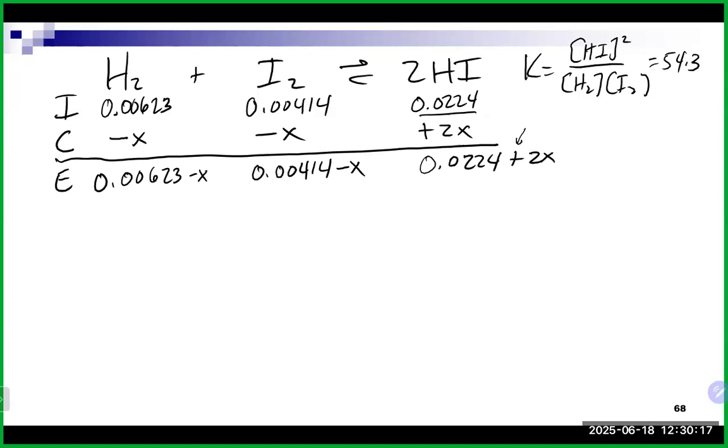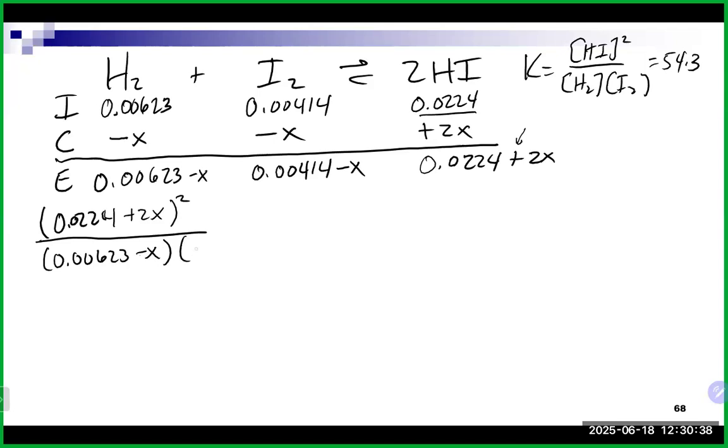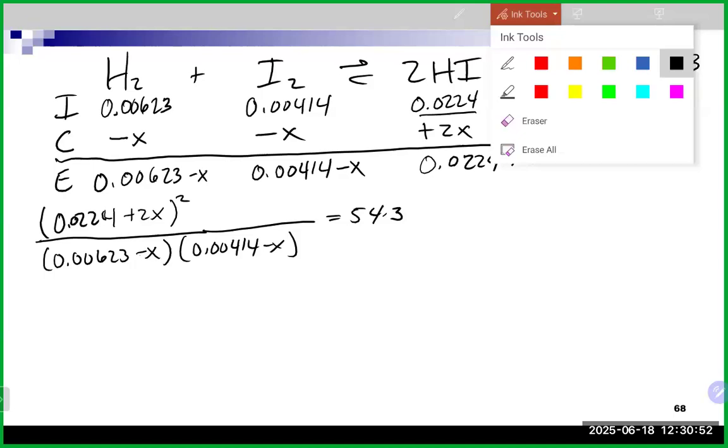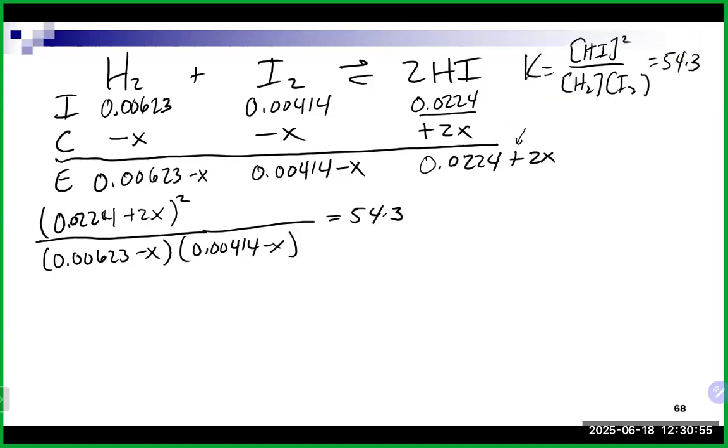That's going to go into our expression, which will give us basically 0.0224 plus 2X squared, divided by 0.00623 minus X and 0.00414 minus X as well, going to equal 54.3. Unfortunately, this is not a perfect square situation, so we do need to do some factoring out type of deal. So I'm just going to do it in pieces, and we'll put it back together here in just a sec.